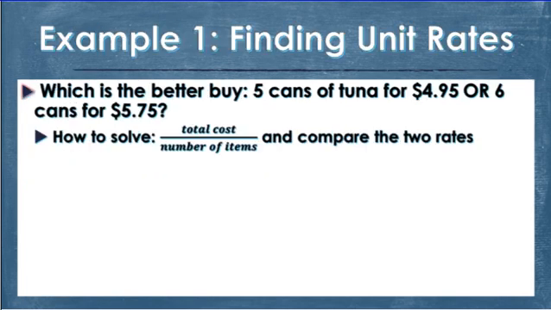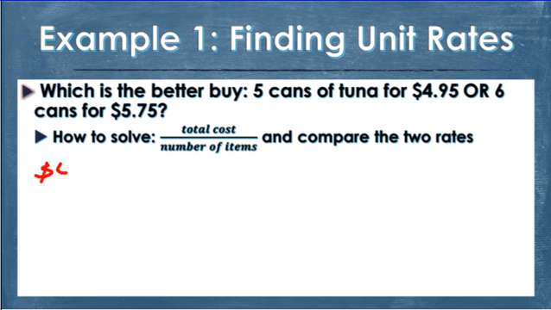So let's look at an example. Which is the better buy? 5 cans of tuna for $4.95 or 6 cans for $5.75. So how are we going to solve this, finding the unit rates? We want to find the cost per item. So the cost per can. And so you take the total cost. So let's do the first one.